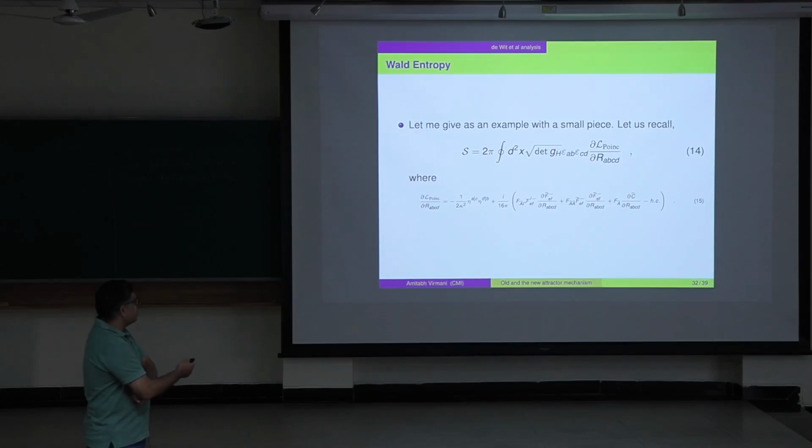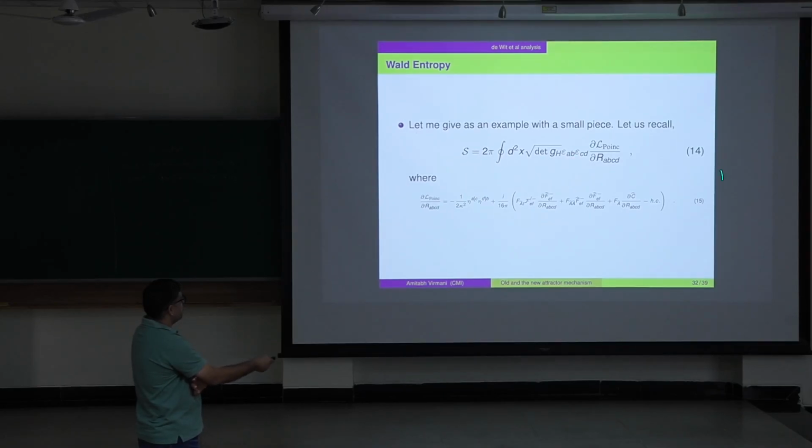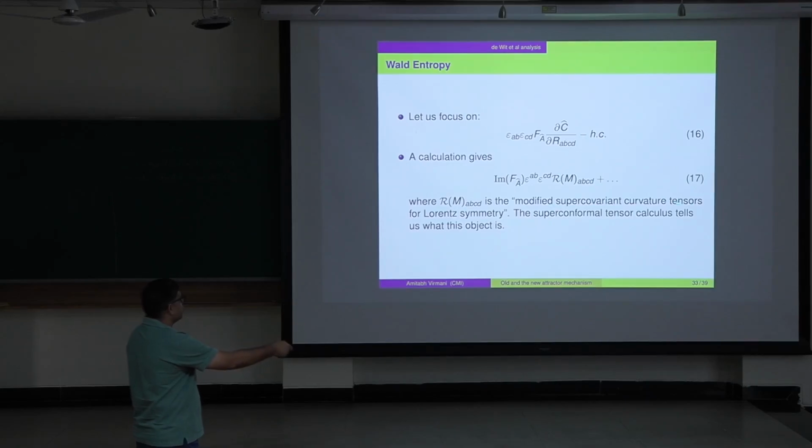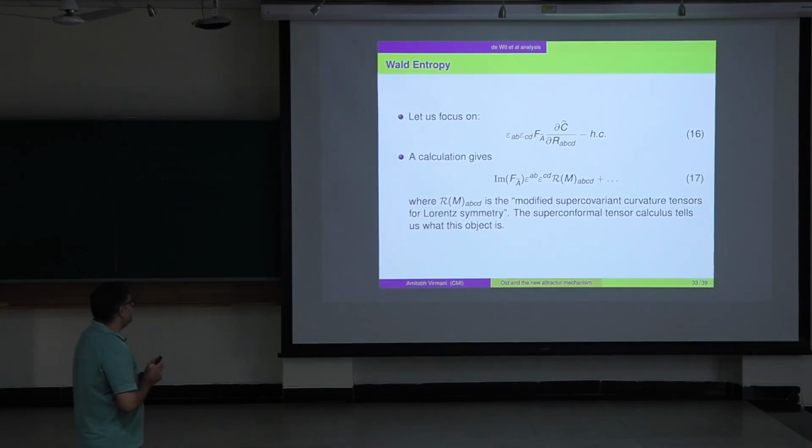Okay, so let me give a very small example of how this works, and then I will end. Let me give an example from a very small piece. So this was the Lagrangian, and this was the Wald entropy, with this many terms. I want you to focus on only one term, so let's say this one. We know what the Lagrangian is, so in the Lagrangian, this C hat will appear somewhere. We take the derivative with respect to the Riemann tensor, and it will become some complicated object. Some definition of this will be given in some supergravity paper. They will say that this is the modified supercovariant curvature tensor for Lorentz symmetry or whatever. Some definition they will give.